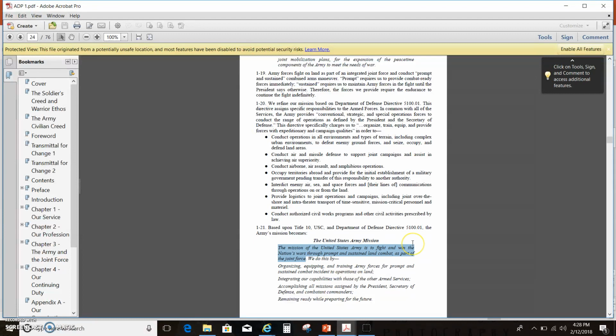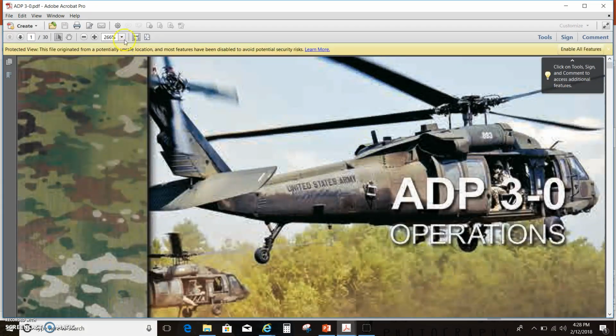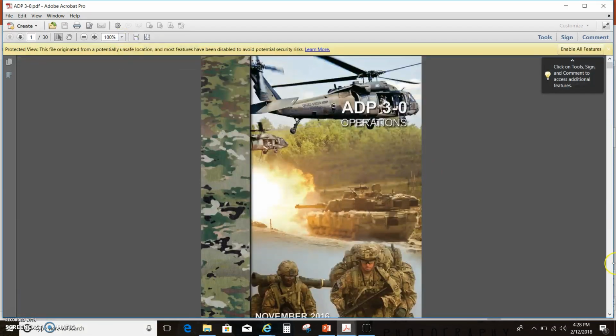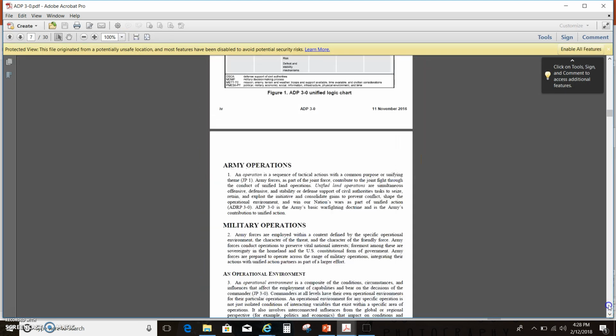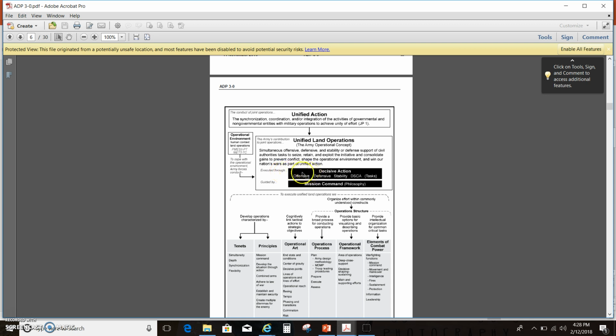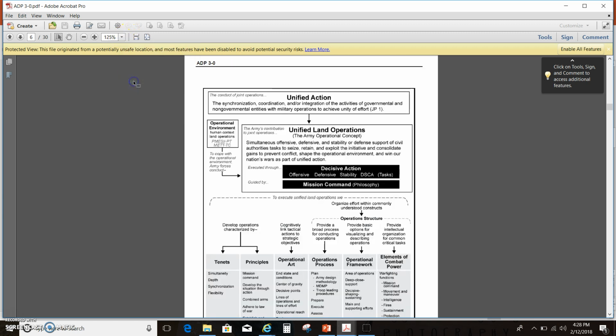All right, so how do we do that? In the Army operating concept, unified land operations, we are tasked with 4 things in decisive action: the offense, defense, stability, and defense support of civil authorities tasks. So remember this chart that we looked at last week. This is showing how everything is nested together.